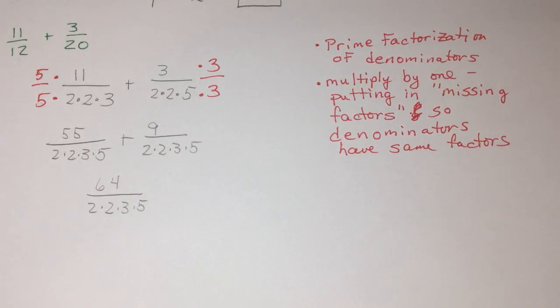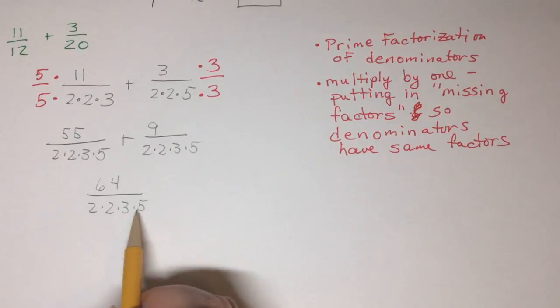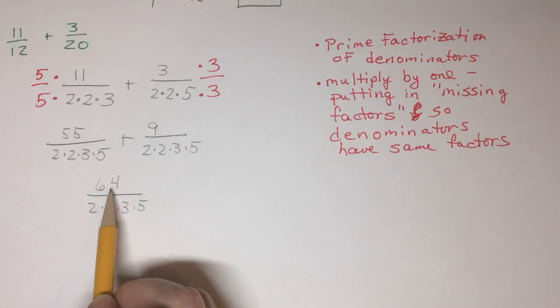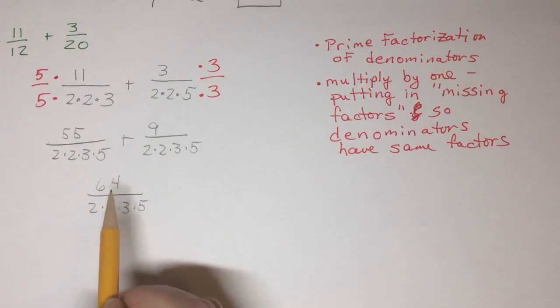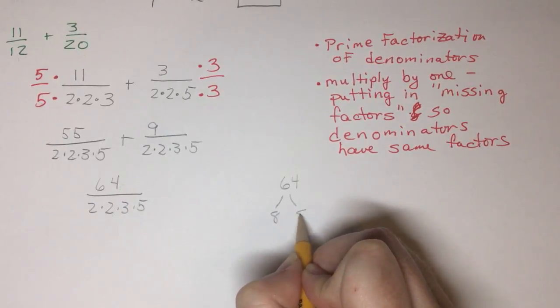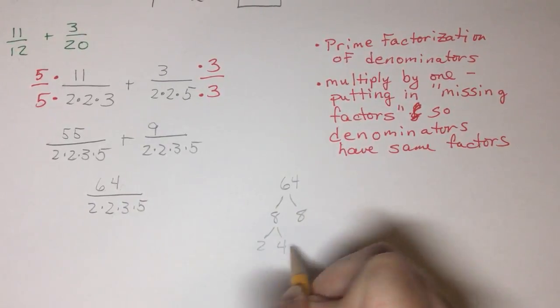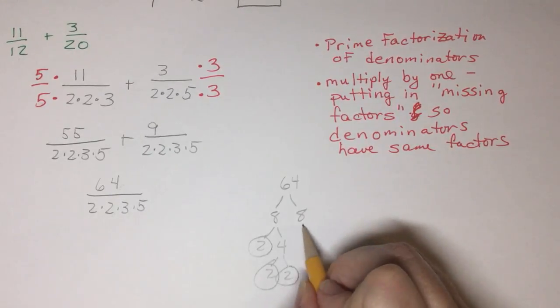Now, what is the benefit of leaving that denominator factored rather than multiplying it all together? Well, at the end, I haven't spent time doing that multiplication if I don't have access to a calculator. And to see that this is reduced, I need to find common factors with the numerator and denominator. Well, 64, 8 and 8. 8 is 2 and 4. 4 is 2 and 2.